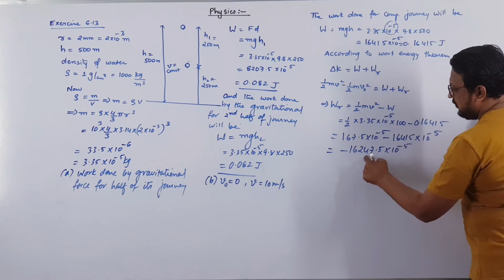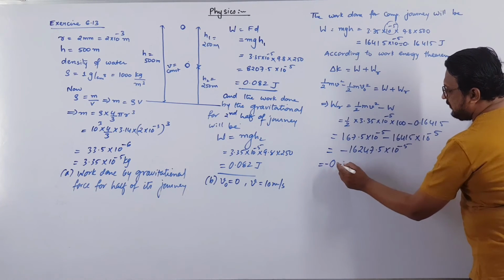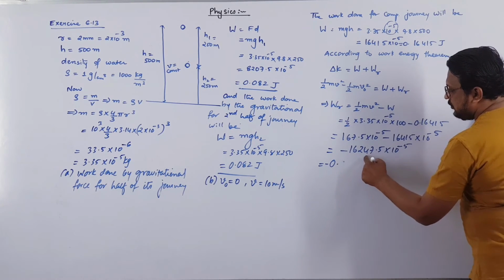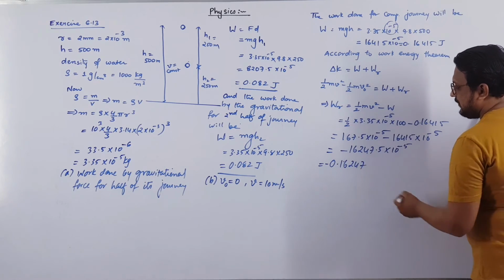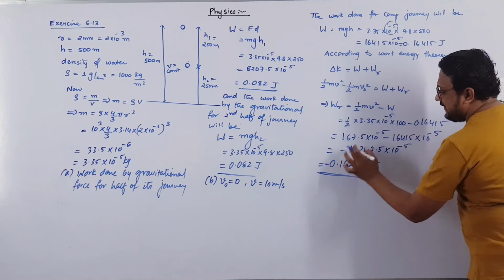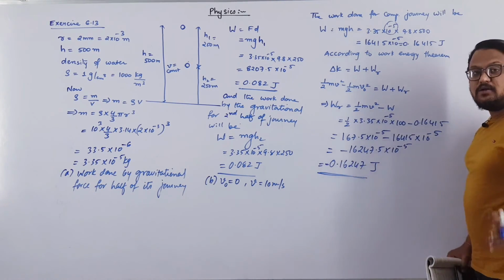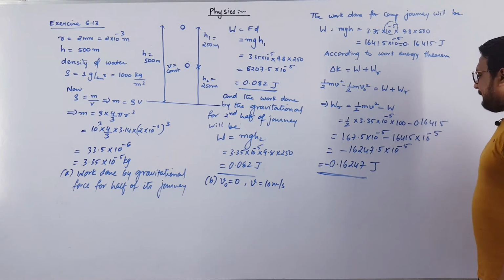If you shift 5 points, 1, 2, 3, 4 and 5, this is minus 0.16247 joule. This will be the work done by the resistive force, and the negative sign indicates that it is in the opposite direction. Resistive force and displacement are in opposite directions, right?